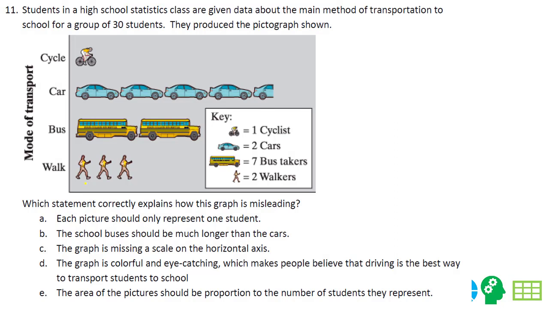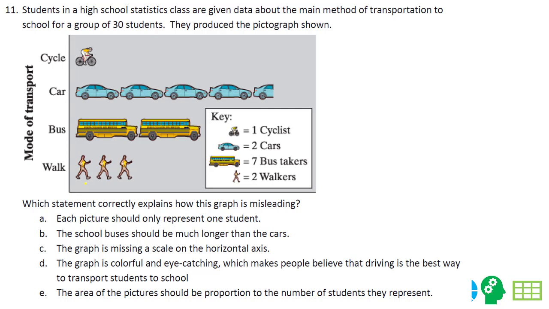Students in a high school stats class are given data about the main method of transportation to school for a group of 30 students. They produce the pictograph shown. Anytime you see a pictograph, beware, pictograph bad. Usually, almost always, pictograph bad. You can have a good one, but they're hard to make. All right, which statement correctly explains how this graph is misleading?